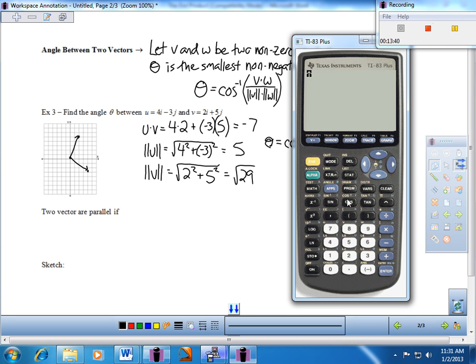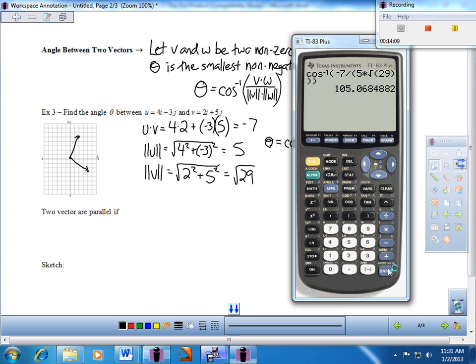So I have inverse cosine, and it will be negative 7 divided by, and as I mentioned, the denominator has to be in parentheses. So 5, and then times square root of 29. Just make sure we close all this off. Looks like I've got that. And probably one more for good measure. So something along those lines should work.